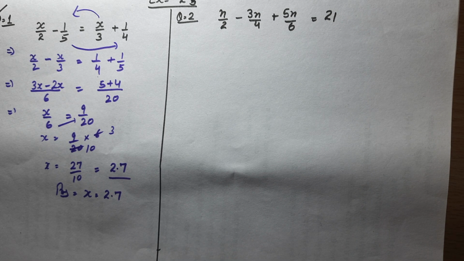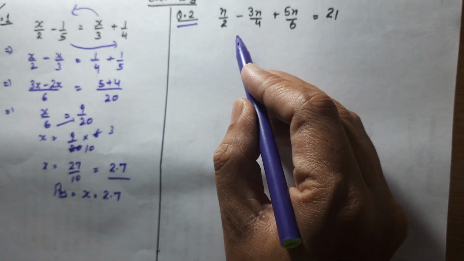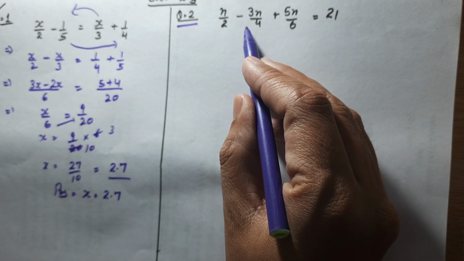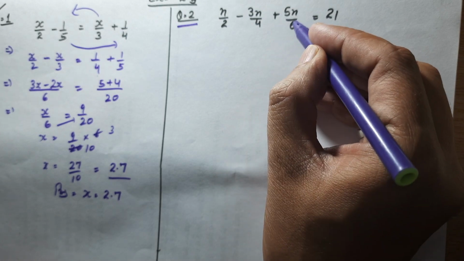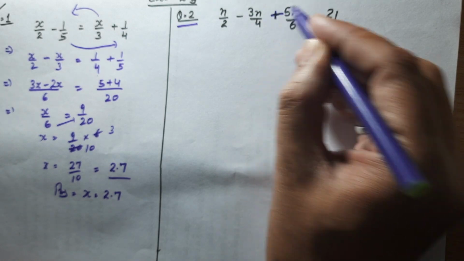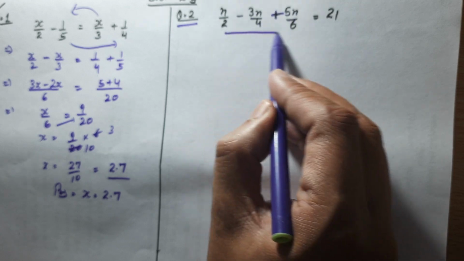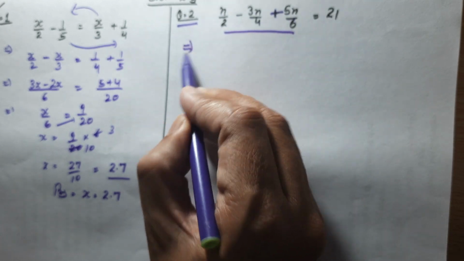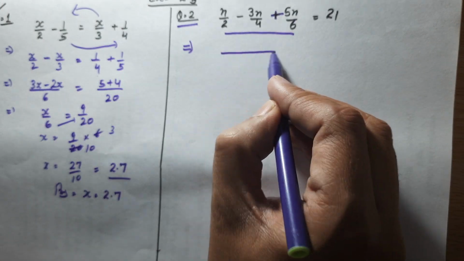Now children, hope you have understood question number 1. Now we will move to question number 2. It says n upon 2 minus 3n upon 4 plus 5n upon 6 is equals to 21. See, variable n is along same side. So we will just take the LCM along the left hand side. LCM comes out to be 12.